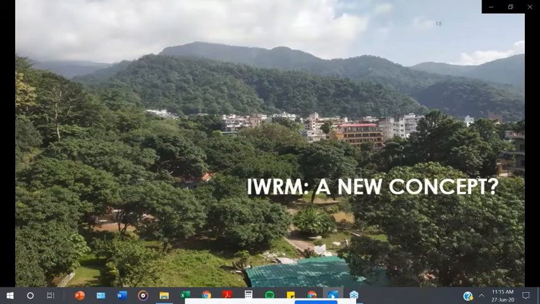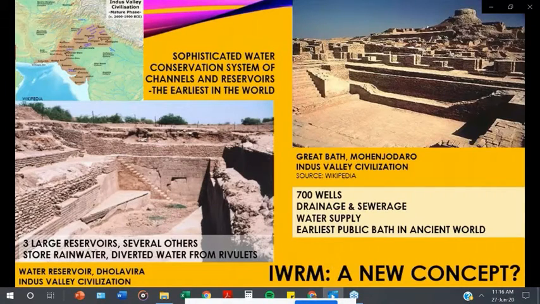So now let's look at integrated water resource management. Is this a new concept, especially in the Indian subcontinent? So if you look to the left, you can see images from Dholavira. This is in Gujarat. This is a part of the Indus Valley civilization. It has been termed as having one of the most sophisticated water conservation systems of channels and reservoirs, one of the earliest in the world.